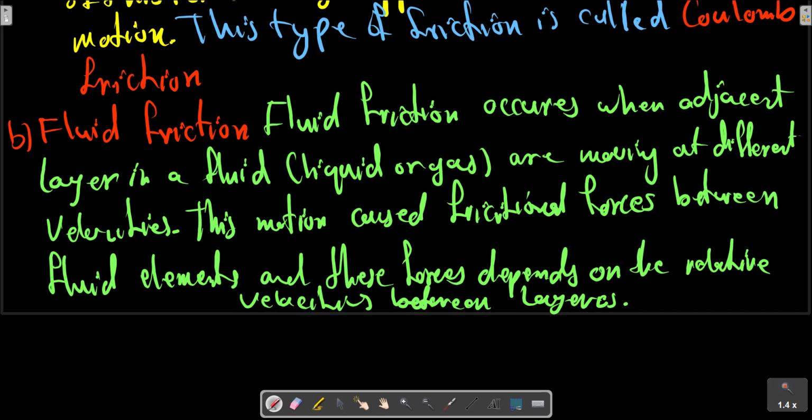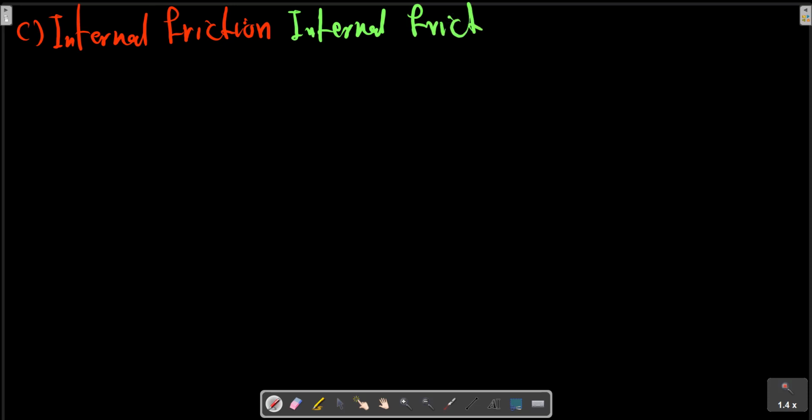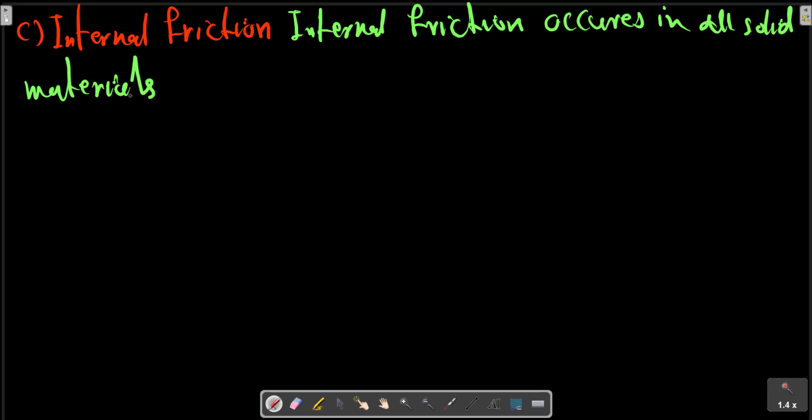The next type of friction is internal friction. Internal friction occurs in all solid materials which are subjected to cyclical loading.